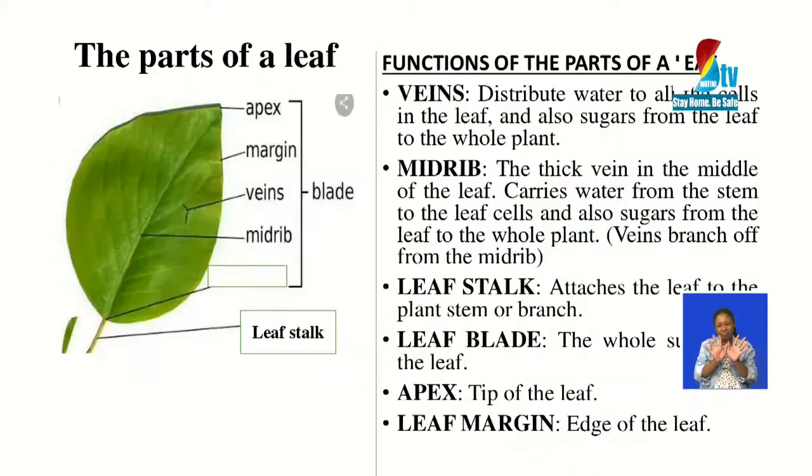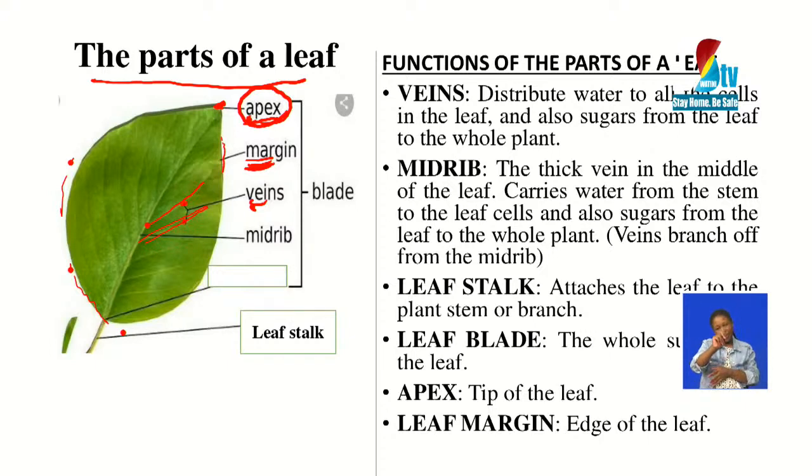So now let's move on and discuss the parts of a leaf. This is my leaf, my learner at home. So let us look at it. It has parts. These parts mean the external parts. When you look at the leaf, we see the external features, not the internal ones. The first part we're going to talk about is the apex. This part is the apex. Number 2, this part, we call the leaf margin, or the margin. Number 3, this part, we call veins.